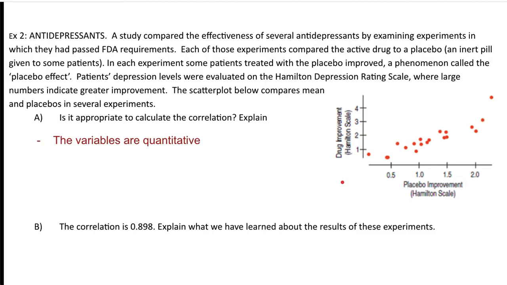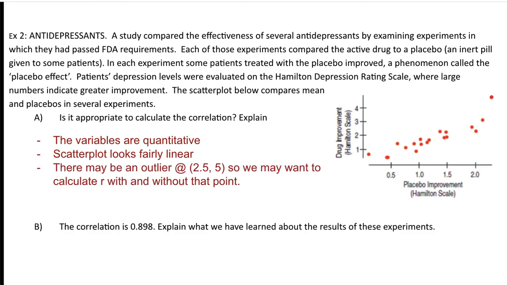So I'm going to check my conditions. Well, the variables, yep, they're quantitative. Next, is it linear? Yeah, it looks fairly linear. You could probably draw a line like here. Got this one point here that's looking a little suspicious. So I say, you know what, there may be an outlier at 2.55. So we may want to calculate R, the correlation coefficient, with or without that point. But therefore, it's appropriate to calculate the correlation.